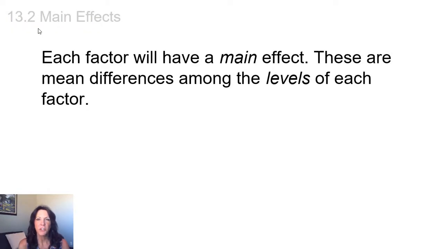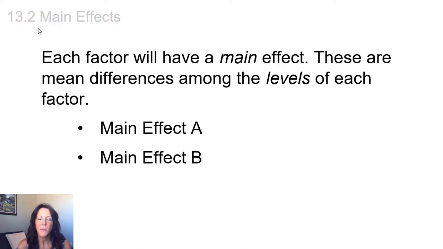So each factor that we just talked about, anxiety and camera, has a main effect. And these are the mean differences among the levels of each factor. So we can have a main effect for factor A, anxiety. We can have a main effect for factor B, camera. Those are basically two different tests that we're doing.